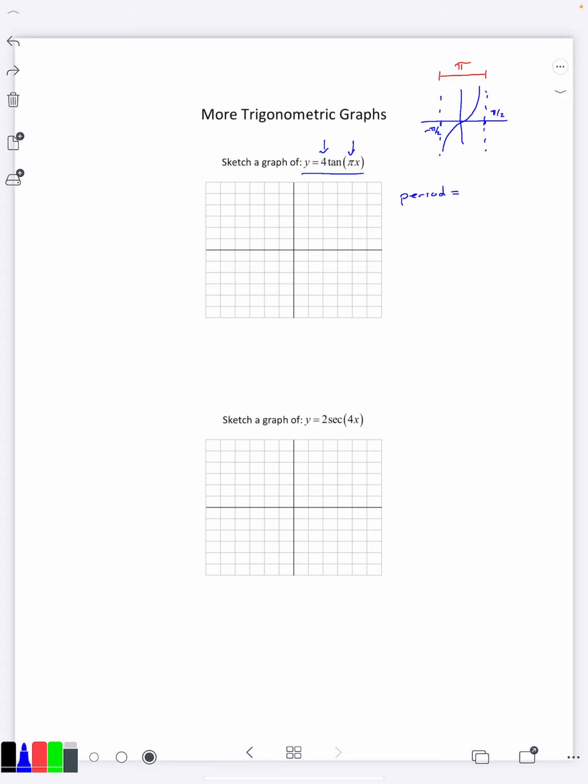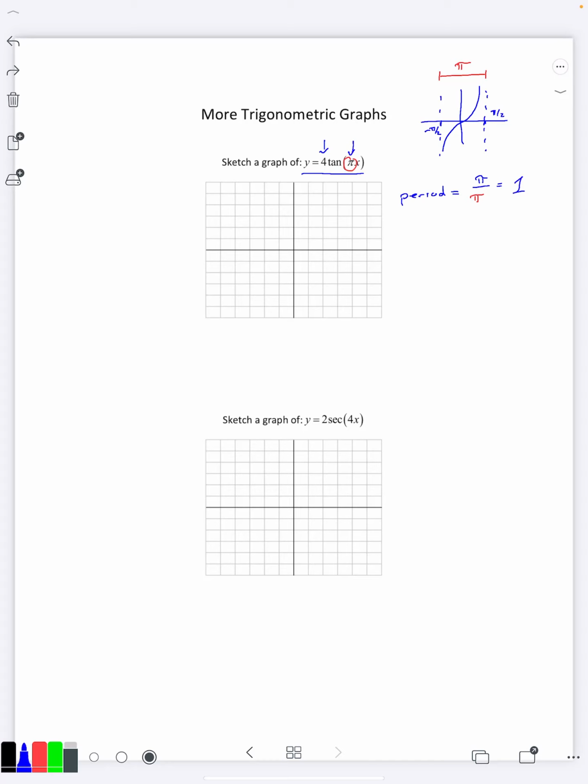And so that's why when you want to find the period of these modified tangent and cotangent graphs, it's going to be pi over the number you see right here. In this case, they're both pi, and pi divided by pi is 1. So that means my period is the number 1. So every time I go 1 unit to the right, I'm going to have a copy of the same graph.